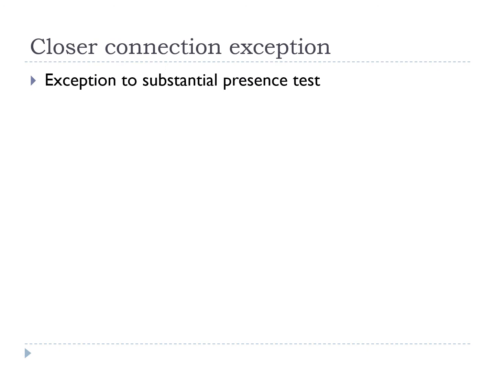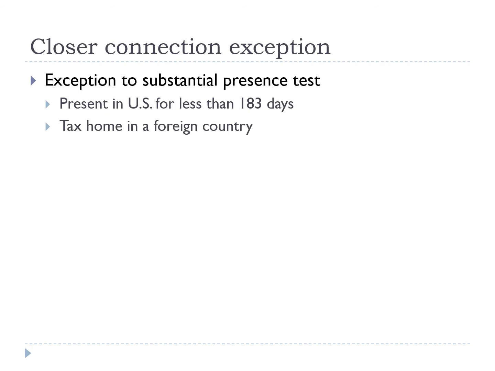As an exception to the substantial presence test, if the taxpayer is present for less than 183 days in the tax year, has a tax home in a foreign country during the year, and has a closer connection to that country than to the United States, the person is not a U.S. resident.